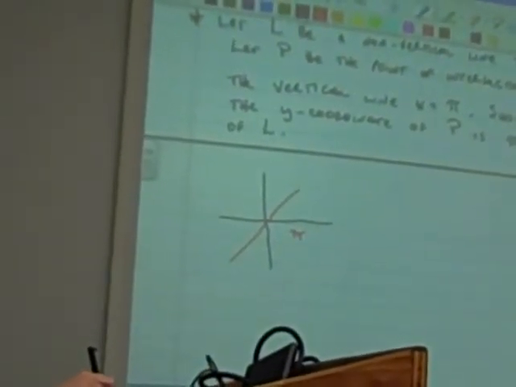Okay, and then the vertical line, go to a different color with this one, please. Vertical line through pi. That's the line x equals pi.